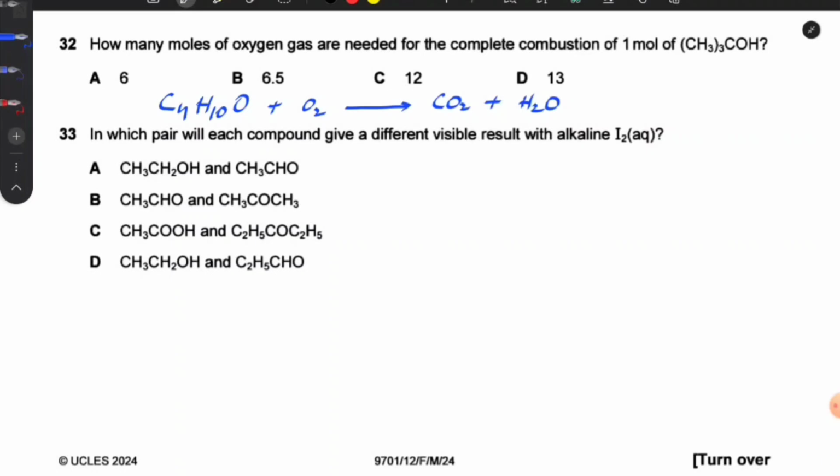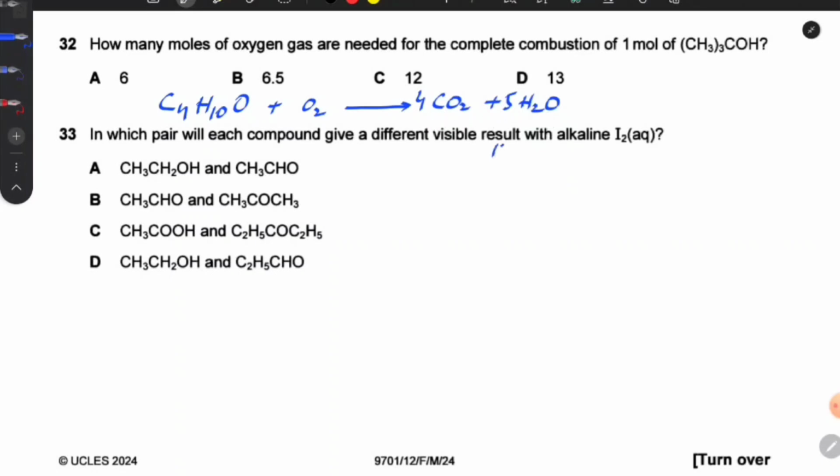Now how can we balance this equation? Here we have 4 carbon. Start with the balancing of carbon, you will get 4 carbon on the product side. For hydrogen, we have 10 hydrogen in the reactant side, and we need to write 5 here to balance the hydrogen. Then oxygen, how many oxygen do we have on the product side? 5 and 4 into 2, 8. So 5 and 8, 13.